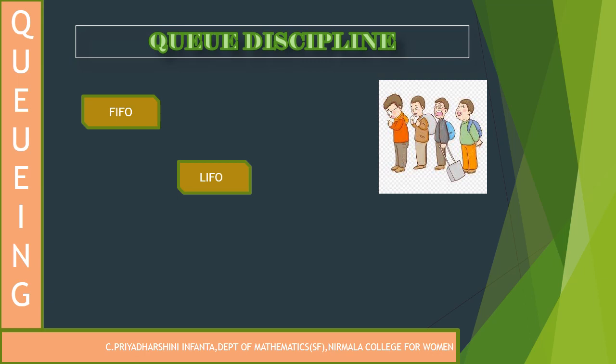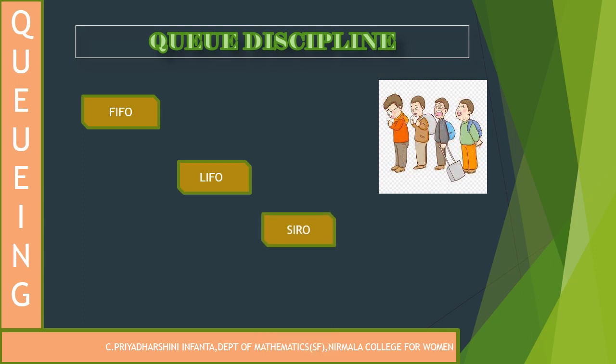The next one is LIFO, last in, first out. An example of last in, first out is when you arrange certain books in a line or inside a box. The book which we have kept last would be taken first. So this is an example wherein the queue discipline follows a LIFO process.